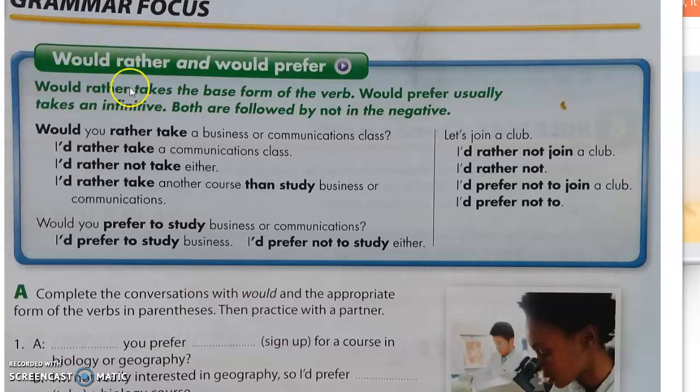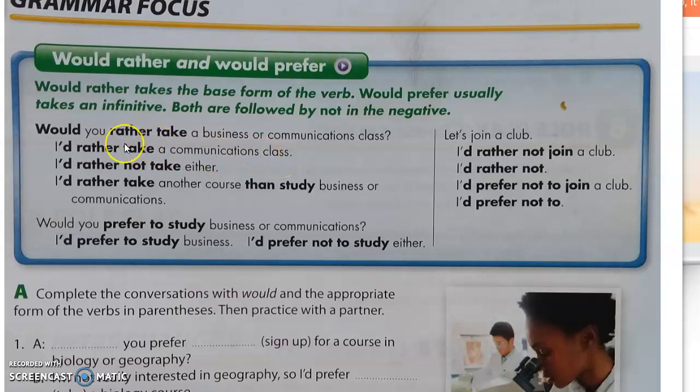If you want to use would rather when you're talking about choices, you're going to make sure you use a base form of a verb. For example, here's a question. Would you rather take a business or communications class? We have a base verb here, take. A base verb is a verb with no changes. The contraction of would is right here, I'd, so that's I would. I'd rather, base verb take, a communications class. That's your answer.